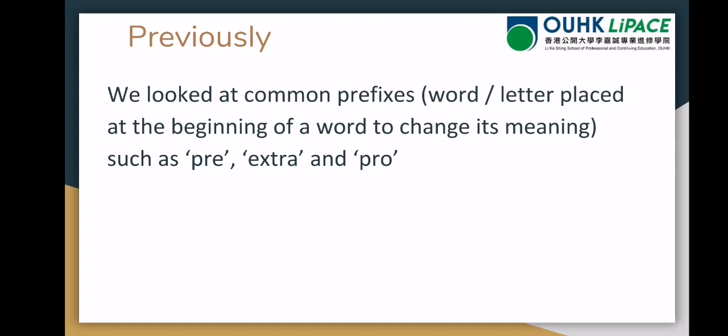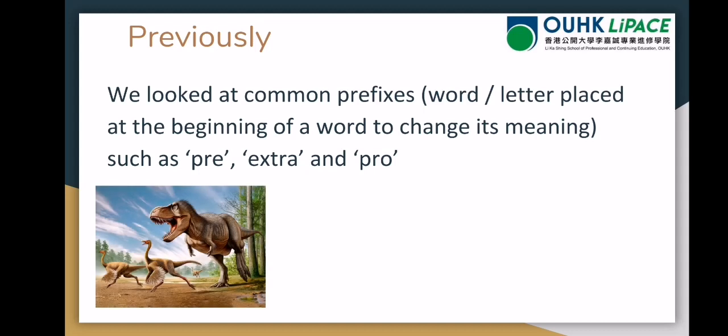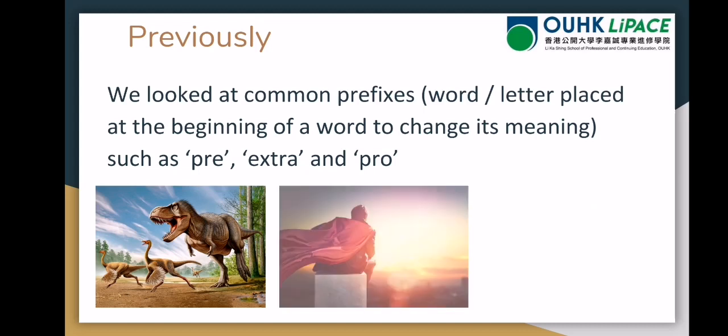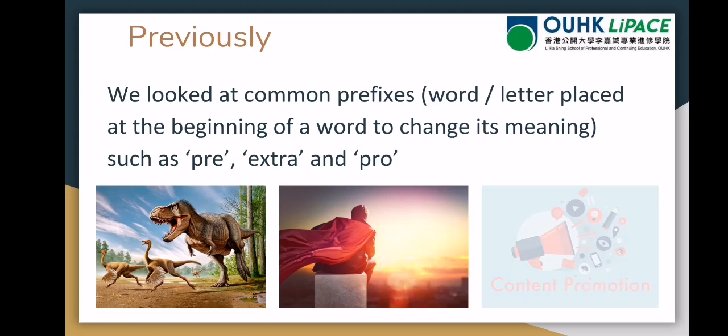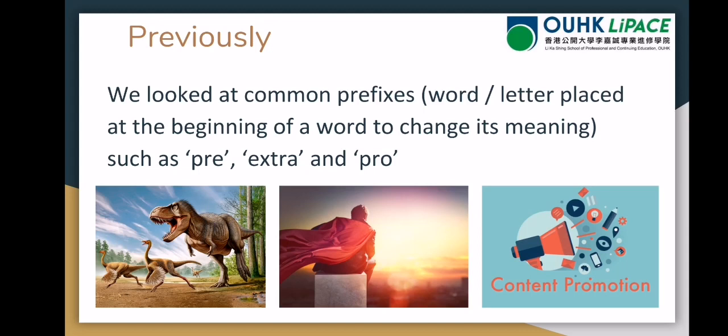So you may remember in a previous video we looked at things called prefixes, and these were just words or even just a letter placed at the beginning of a word to change its meaning, such as pre, which means before, so predate or prehistory means before something, so prehistory is before human history, so like dinosaurs. Extra could be extraordinary, so outside or more than ordinary, such as a superhero or just an everyday person who does pretty amazing things. And then another one we looked at was pro, which means in support of or in favor of. So it could be promotion, or you could say things like pro-government, pro-democracy, things like that.